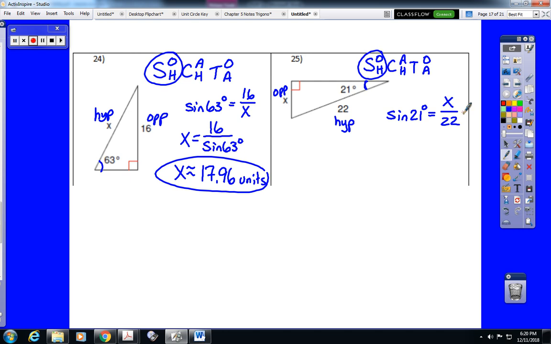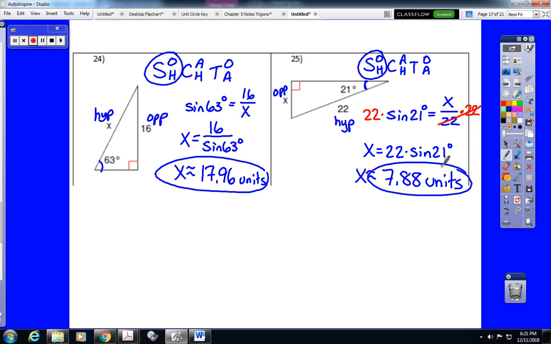When x is in the numerator, all we have to do to solve is multiply each side of the equation by the bottom, in this case 22. So x would equal 22 times the sine of 21 degrees. And we would feed that to the calculator. 22 sine 21 is 7.88 units. Again, pause it, try the next few, then watch more of the video.